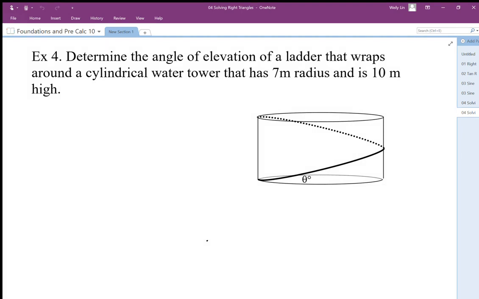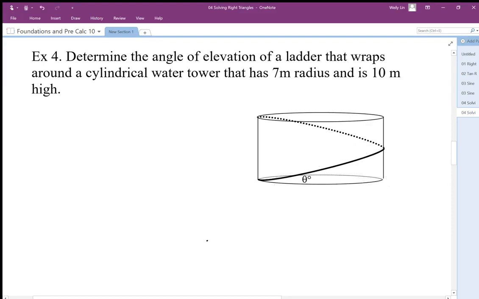We're trying to solve the angle of elevation for the ladder that wraps around a cylindrical water tower. So this is a cylinder, so this ladder or staircase is going to wrap around the outside of this cylinder. Now it's important to understand that this is not a two-dimensional object. So we can't just make this a triangle and say that this is the angle of elevation.